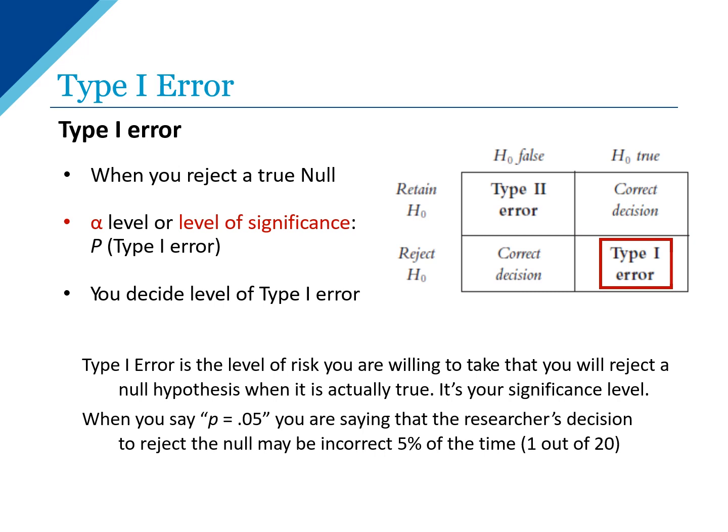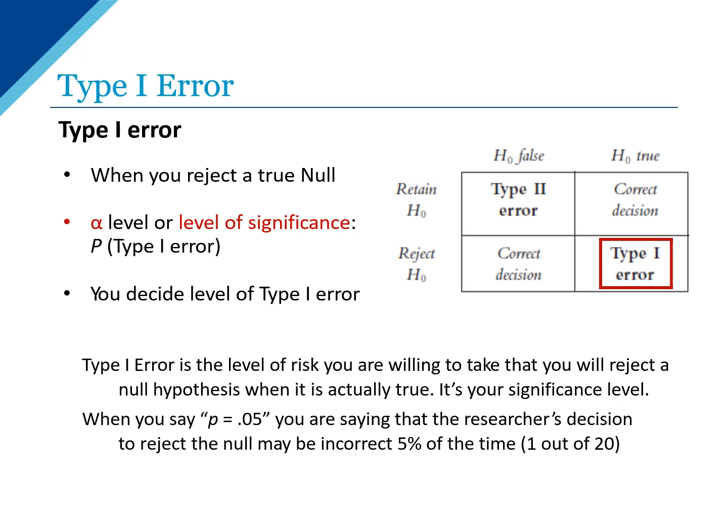Type 1 error is when you reject a true null. This is also our alpha, or level of significance. It's the probability of getting type 1 error, and you decide this as an investigator.